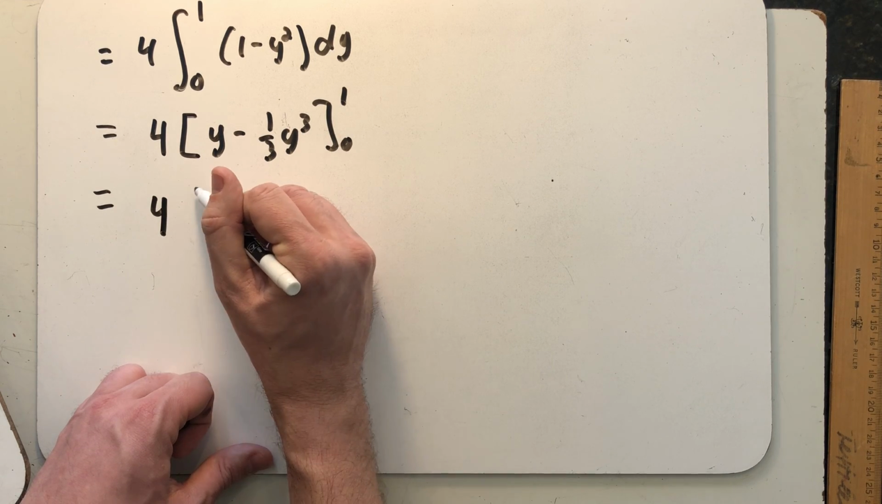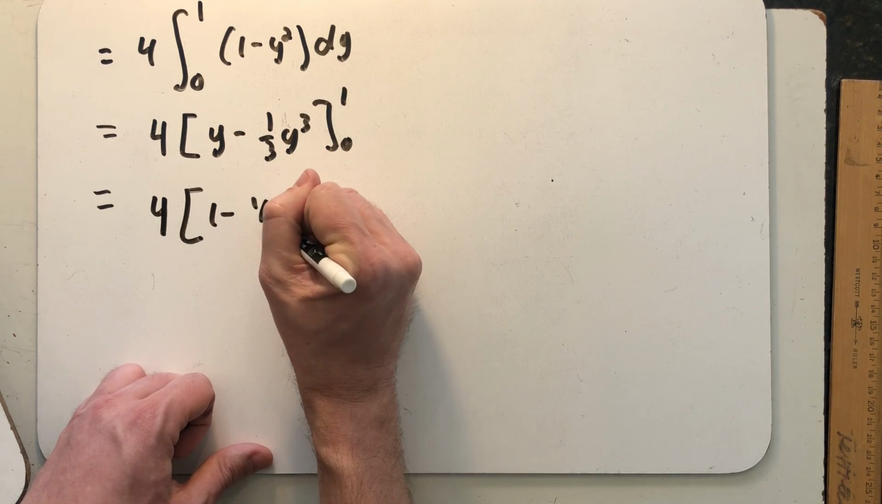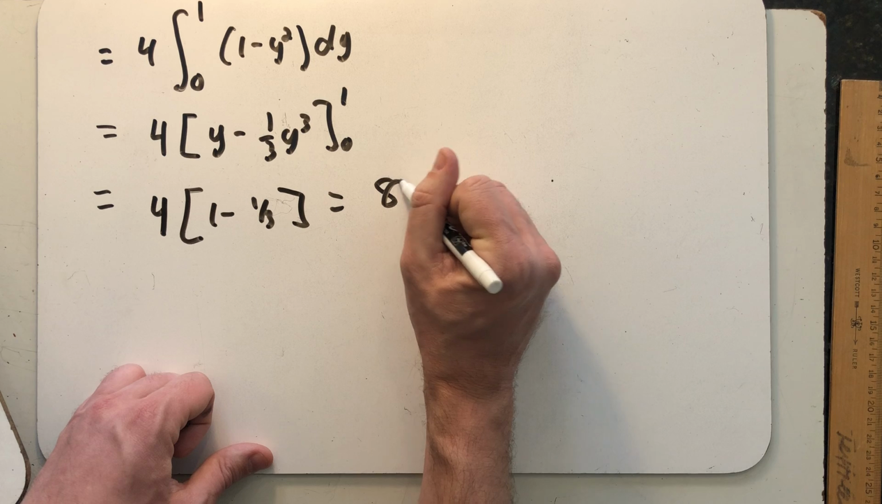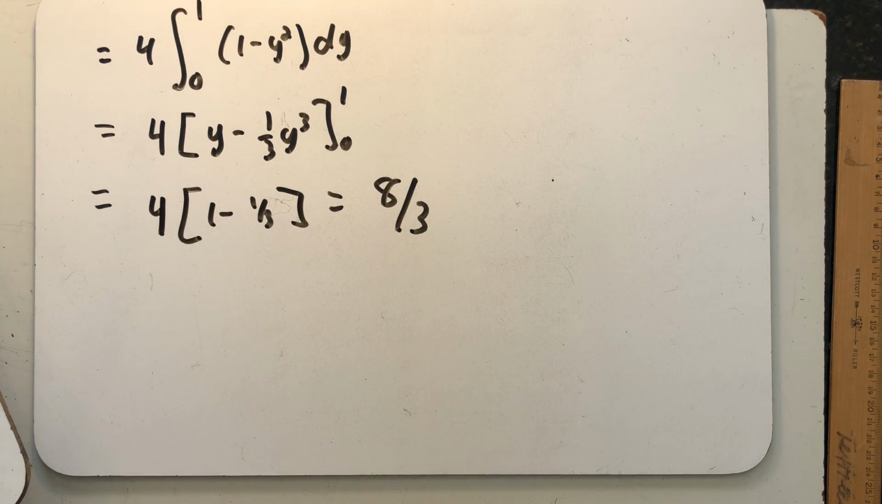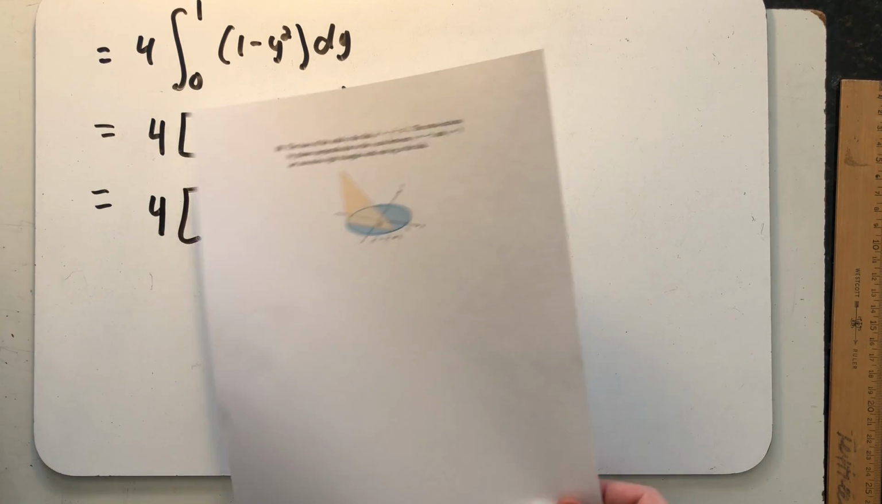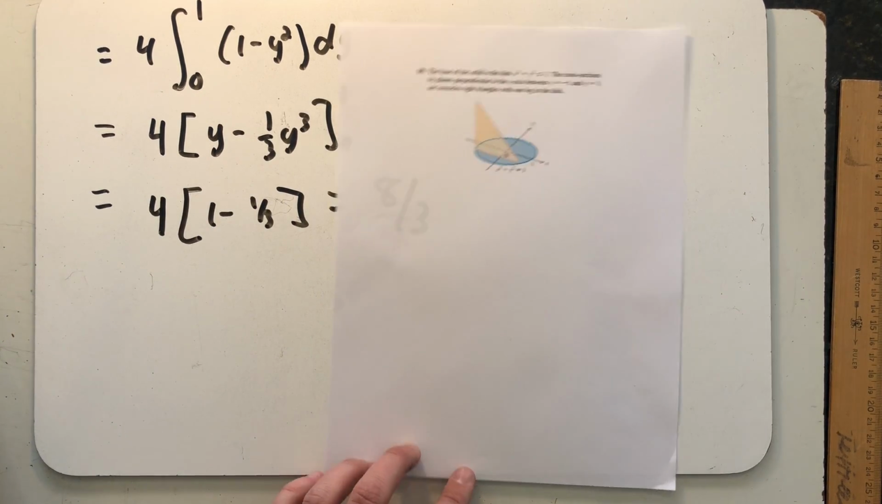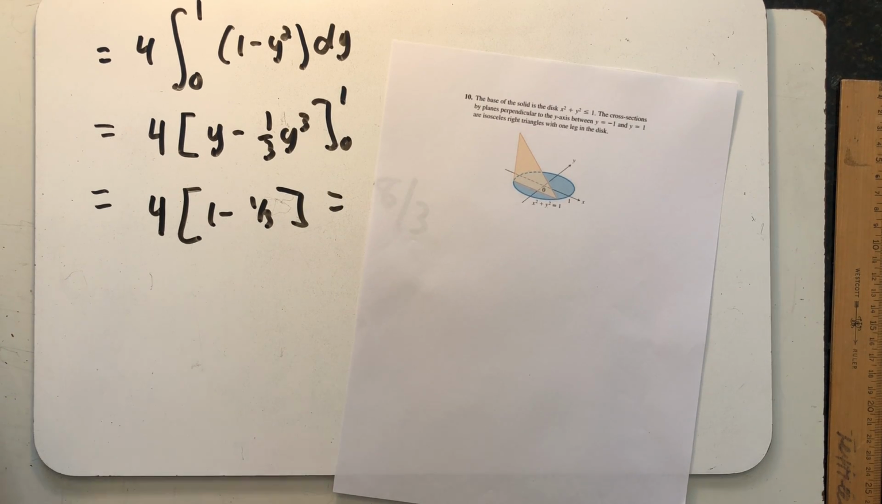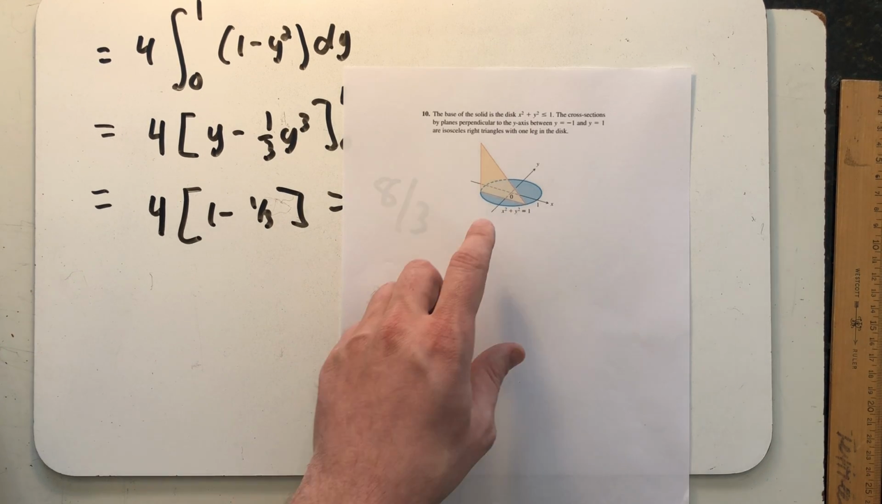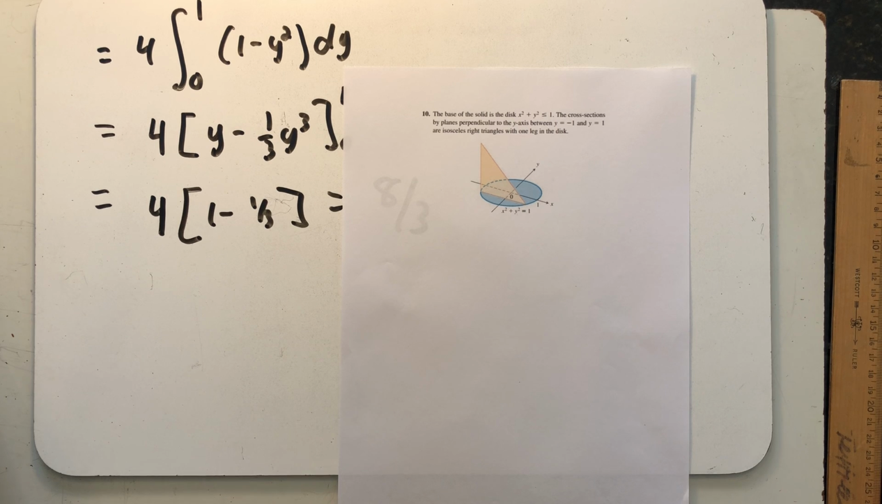So 4 times, and then 1 minus 1/3 here. So I end up with a volume of 8/3 for that region described to us by our author. Whatever shape this generates, that's its volume. It's actually a nice mental exercise to try to come up with what that shape looks like in your head. So I challenge you to do that.